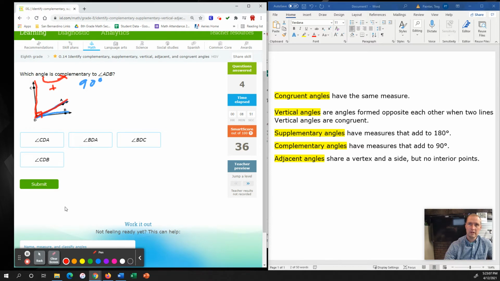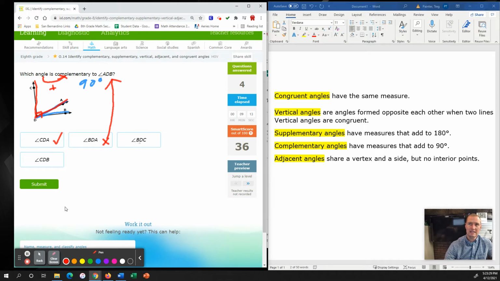So let's go through our options looking for an ADC, or you can go opposite, CDA. So first one is actually CDA. That one looks like it works. Let's see why these other ones might be wrong, just to make sure. We got angle BDA. Well, they gave that to us. And BDA is also the same as ADB. It's just opposite direction, but it's the same angle. So that definitely doesn't work.